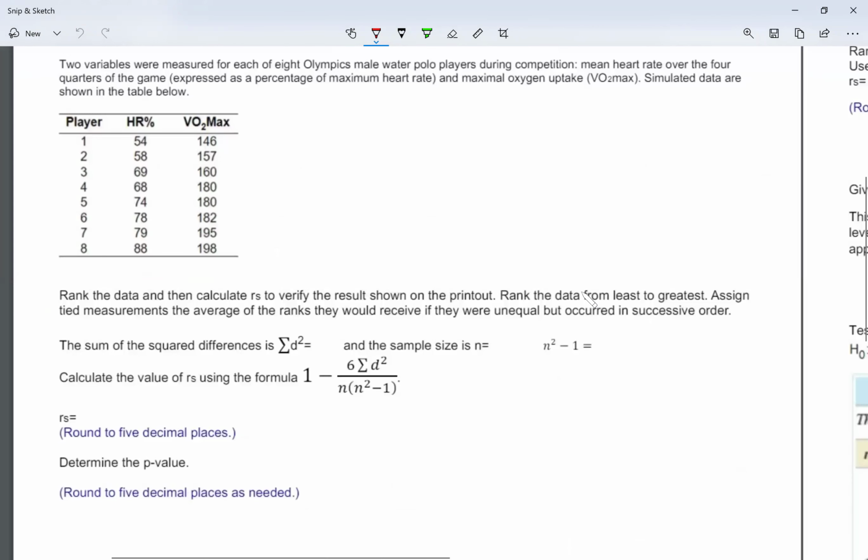Now rank the data and then calculate the r squared to verify the results shown in the printout. Rank the data from least to greatest. Assign tied measurements the average of the ranks that they would receive if they were unequal but occurred in successive order.